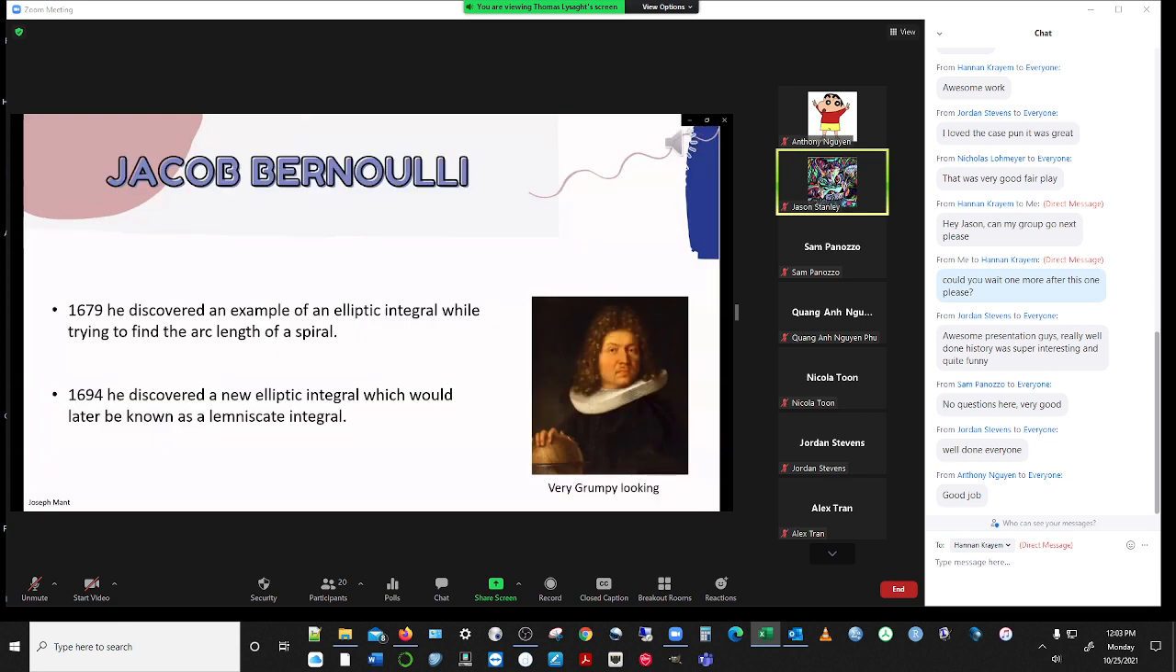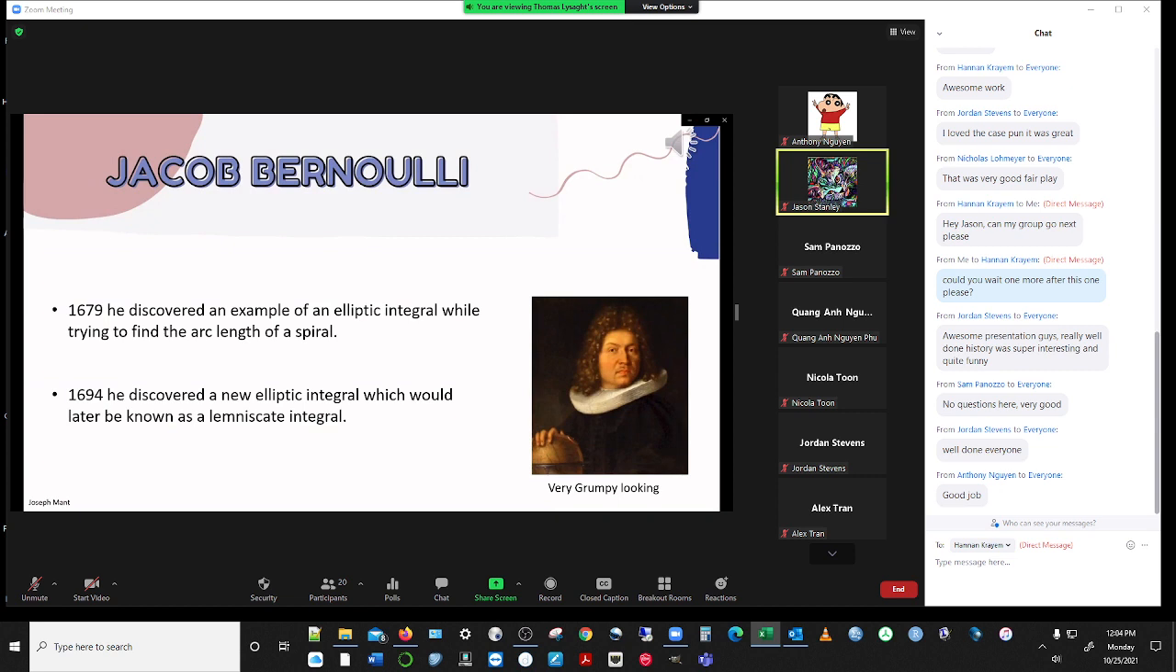Moving down the timeline, we have Swiss mathematician Jacob Bernoulli, who furthered the theory of elliptic integrals in both 1679 and 1694. The first contribution in 1679 was when he discovered an example of an elliptic integral while trying to find the arc length of a spiral.